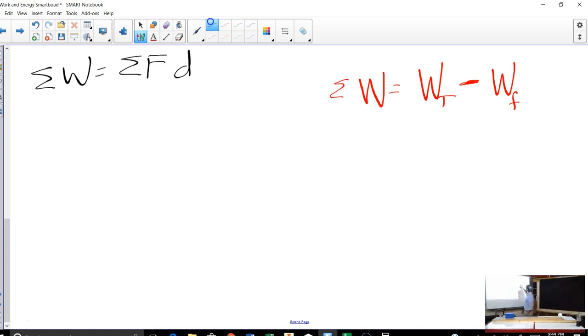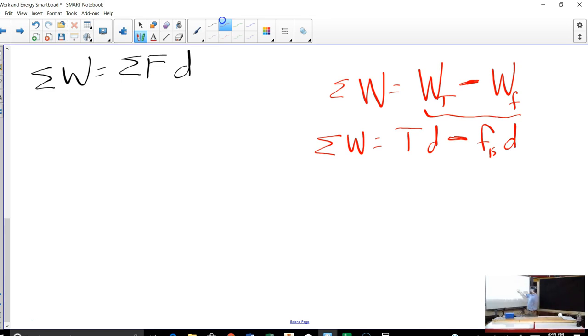I would just like to point something out. This is why math is so darn useful. If you look over here, let's expound upon this. What's another way to look at the work by tension? Well, it would be the tension force times the displacement, like we mentioned. What about work by friction? Well, it would be the frictional force, kinetic in this case, times the displacement.